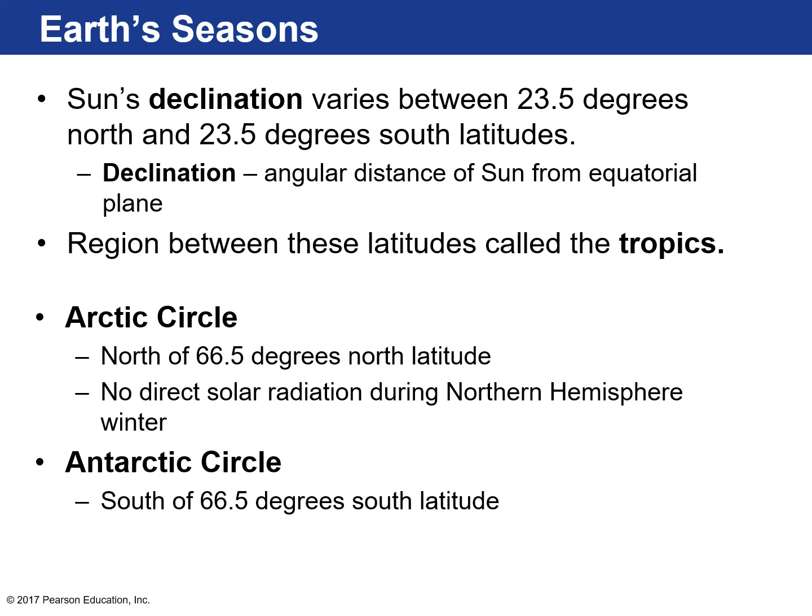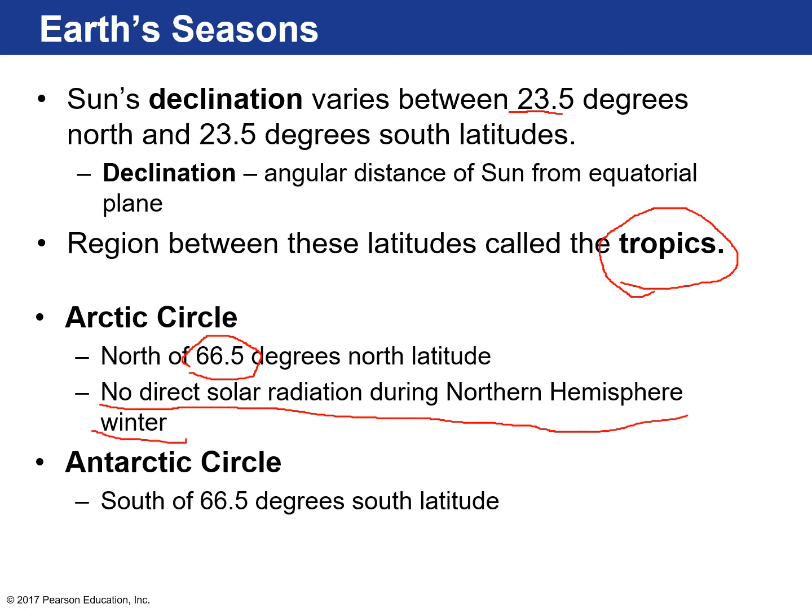So the region between the latitude of 23.5 degrees and the equator, we call the tropics, and they receive the most solar radiation, so they get the hottest. The Arctic Circle is north of 66 degrees north latitude, and it receives no direct solar radiation in the wintertime. So it's just 24 hours of darkness. I don't know about you, but I'd be very unhappy living in a place like that. And then the Antarctic Circle, that's 66.5 degrees in the south latitudes, in the southern hemisphere.